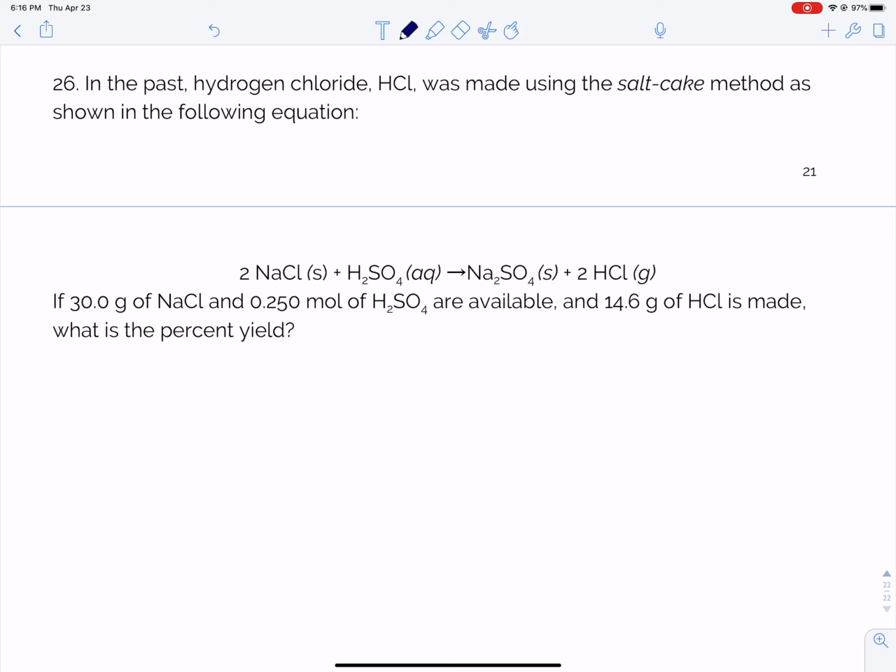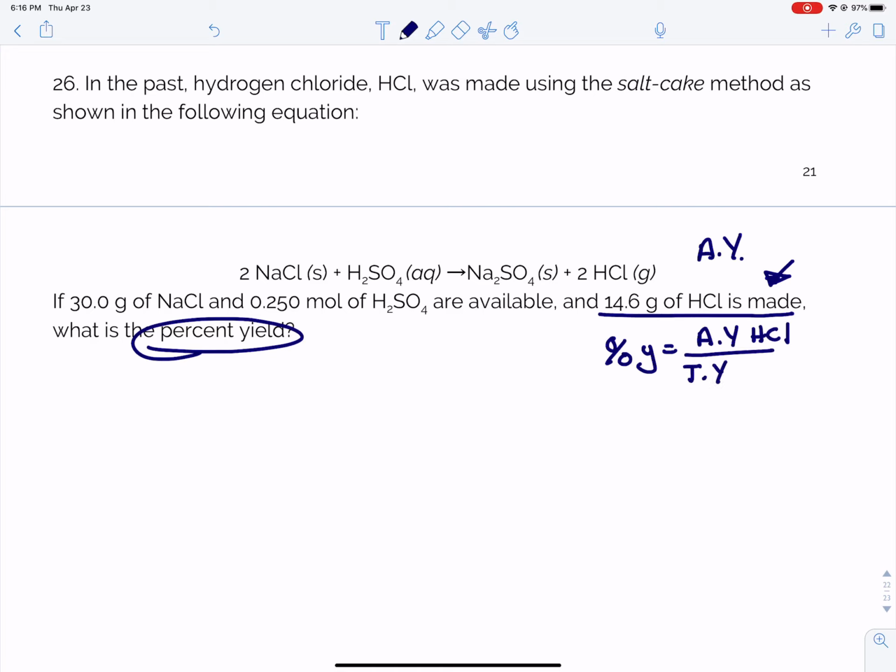This is limiting reactant and percent yield. The question again is asking for percent yield. It tells us 14.6 grams of HCl is made. The terminology "is made" tells me that that's my actual yield. So if I think of, again, the formula, percent yield is the actual yield of the chemical HCl over the theoretical yield of the chemical HCl times 100. I know the actual yield, that's going to be 14.6 grams of HCl. If I can figure out the theoretical yield, plop that in and then get my answer.